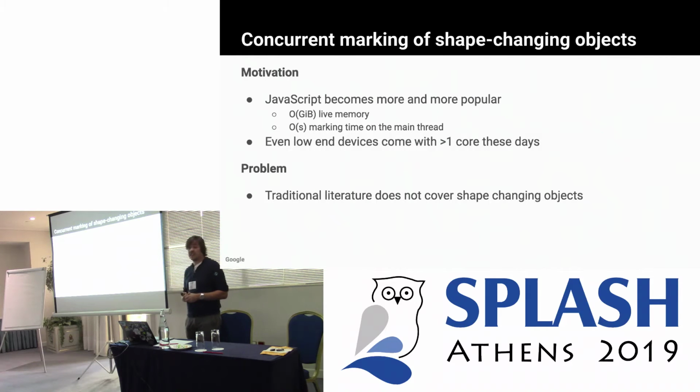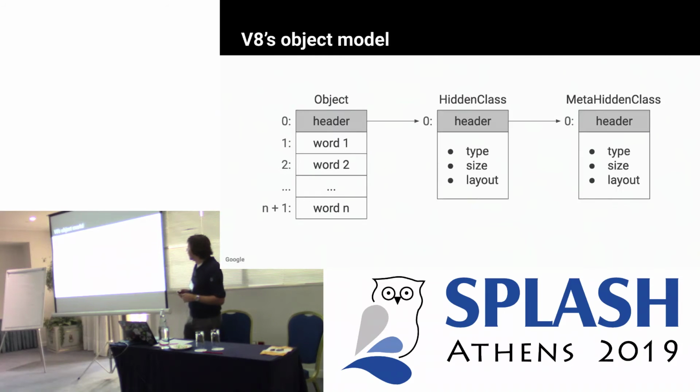And we realized that even on low-end devices, you usually have more than one core available these days, which you should probably utilize to unblock the main thread. Our problem? We did a lot of research on traditional literature, and we figured out it doesn't cover shape-changing objects. And we'll get to the problem now.